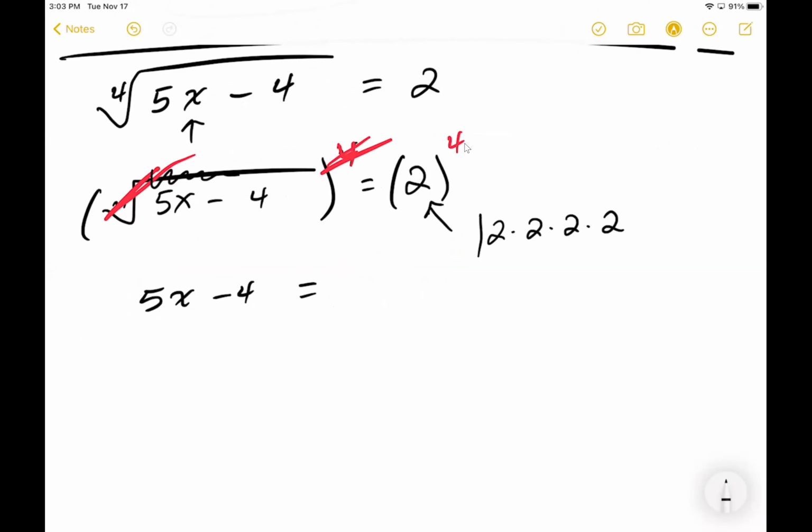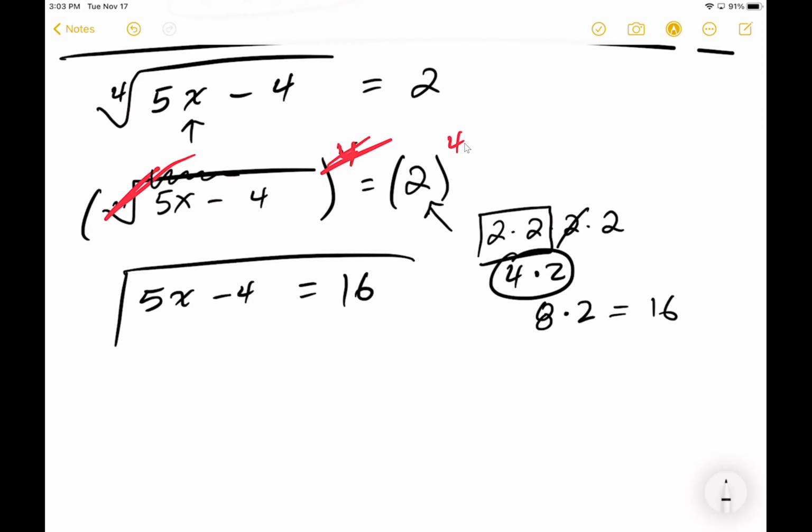The 4 power tells me that 2 times 2 is 4, 4 times 2 is 8, and 8 times 2 is 16. Everybody see that 16 is 2 times 2 times 2 times 2, 4 times. It's not that 2 times 4 is 2 times 2 times 2. After you raise it to the 4 power, life is hopefully easy now.